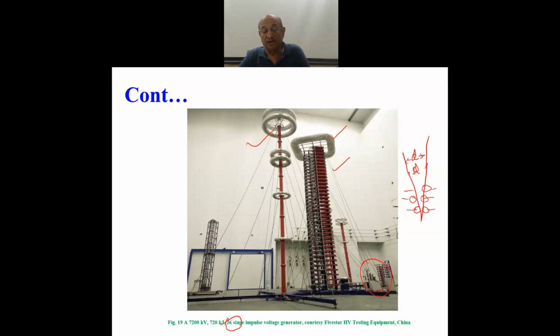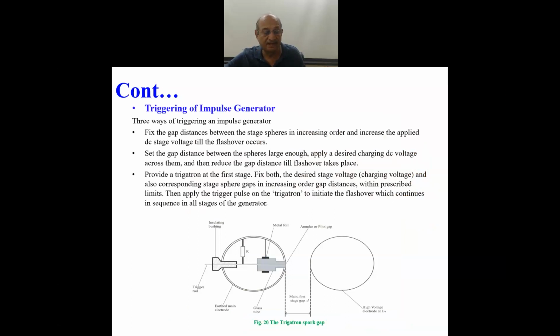So the whole process actually begins with triggering the impulse generator at the first stage. And at the first stage, some mechanism is required to begin the breakdown between the two spheres. That means the insulating properties of the gap are given up first at the first stage. How do you achieve that? The triggering of the impulse generator itself is a very important and very interesting gadget that is required. We call it a Trigatron.